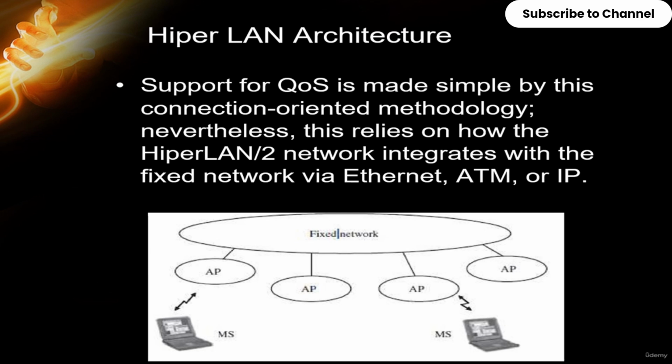HiperLAN 2 networks are also a solution for providing internet and remote access, like providing hotspot connections in hotels, airports, and wherever we use them in day-to-day life. Hotspot connections can also be provided with this HiperLAN architecture.